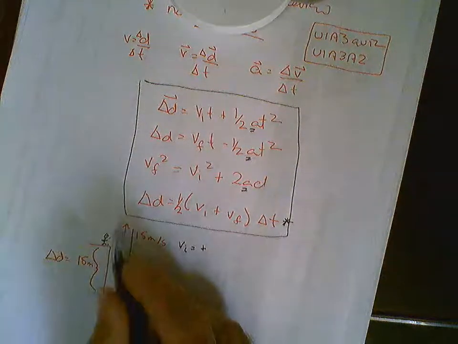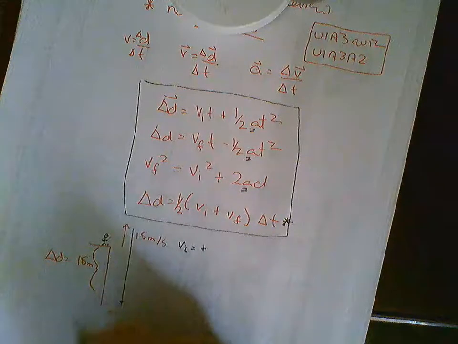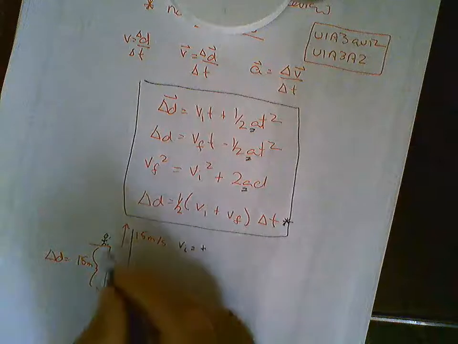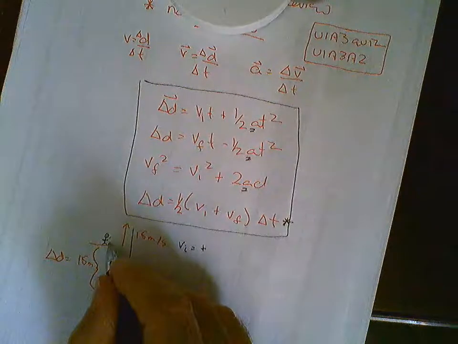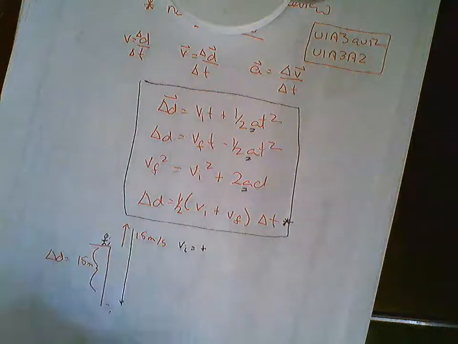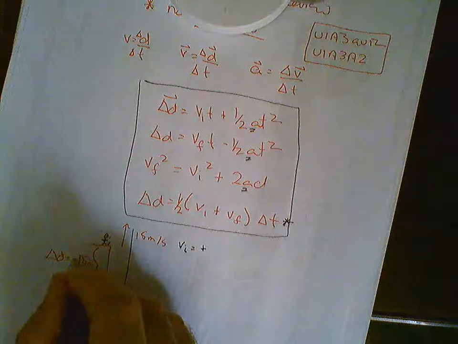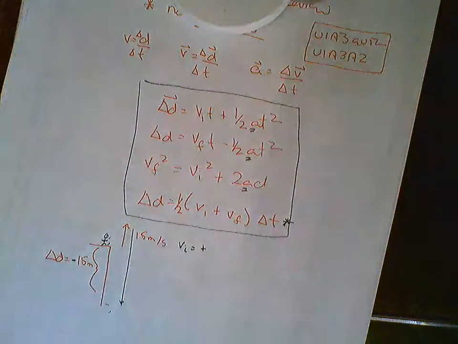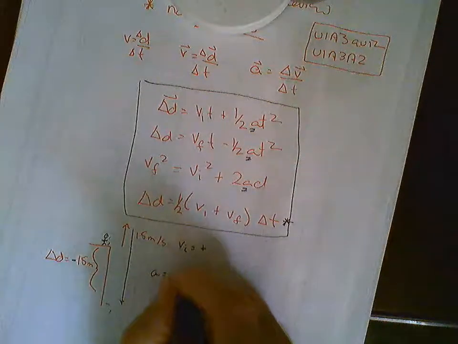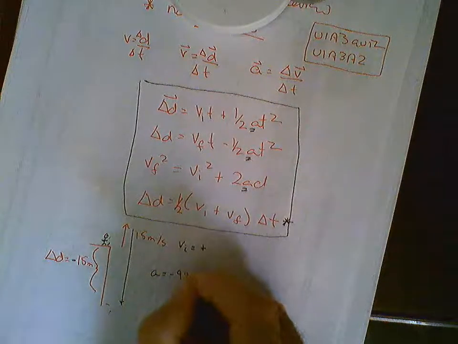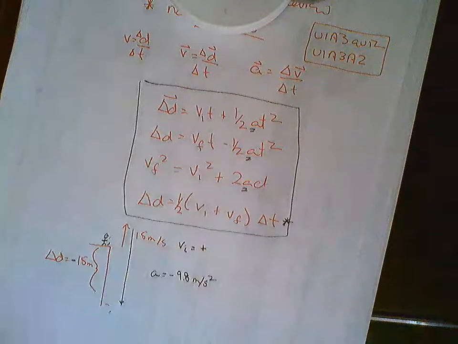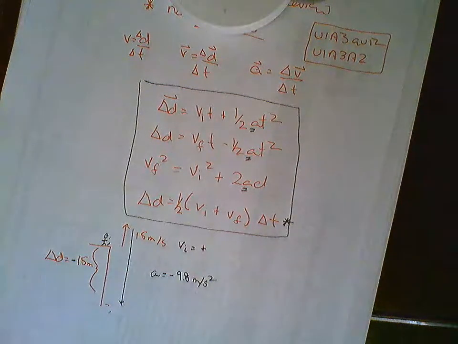You don't include all of this up here because a change in distance is defined from where you start, that's where we started, to where we ended. And it's going down. So if it's going down, it's negative 15 meters. Now, our acceleration is also going down. Make sure you put in the signs where needed because they will be important. Negative 9.8 meters per second squared.